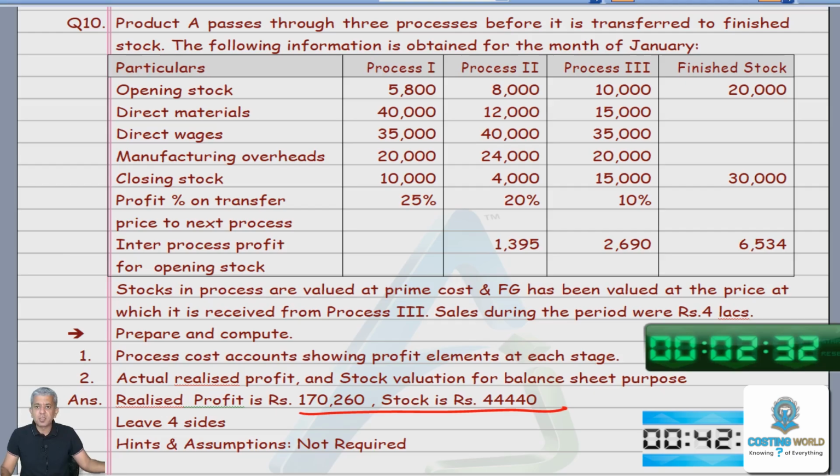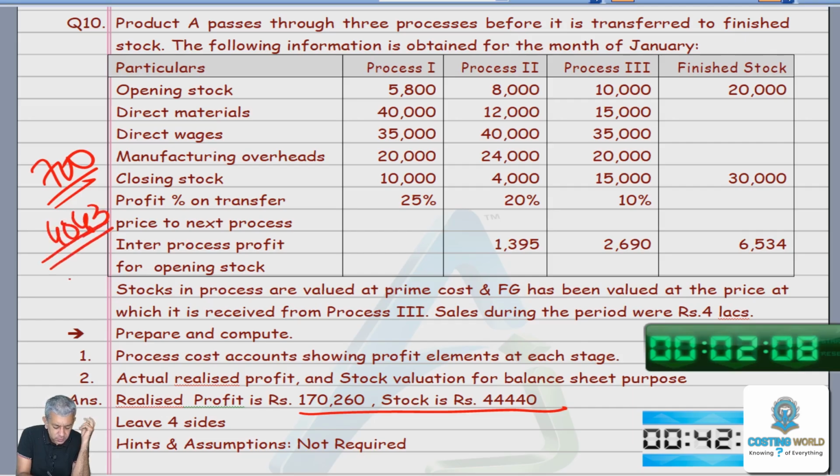You'll have got the answer. Yes, sir. Okay, stock reserve, I guess, in the second process is 700 or 699 or something like that, correct? Yes, sir. And in the third process, how much? 4043. And in finished goods? 9817.